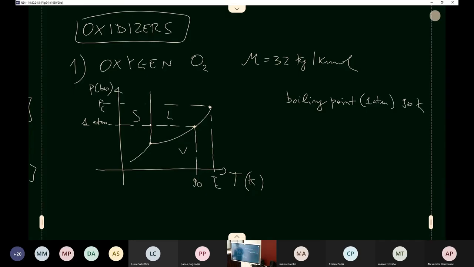Another noticeable point here is the freezing point, which is this one. And you see that it's quite similar, the temperature that you have at this freezing point, a normal condition, and the triple point. And they are placed here at 54 Kelvin. So we say that the freezing point is 54 Kelvin.